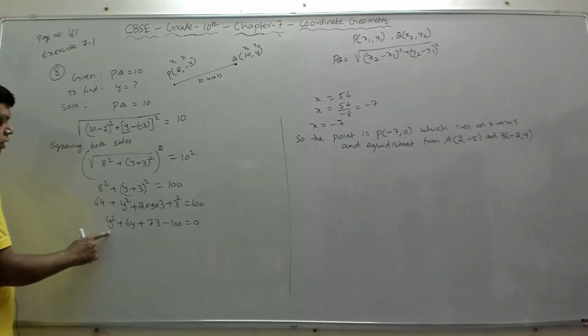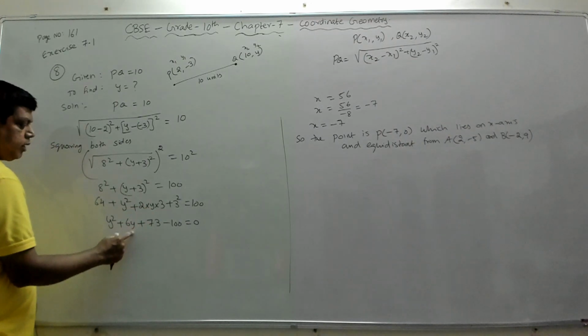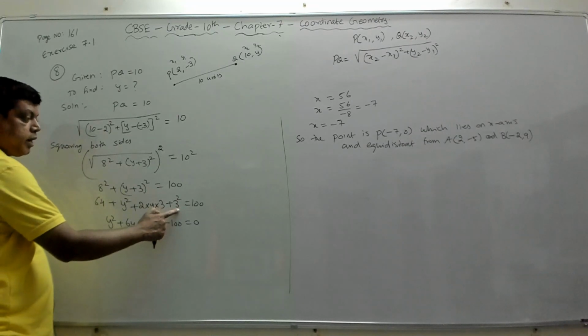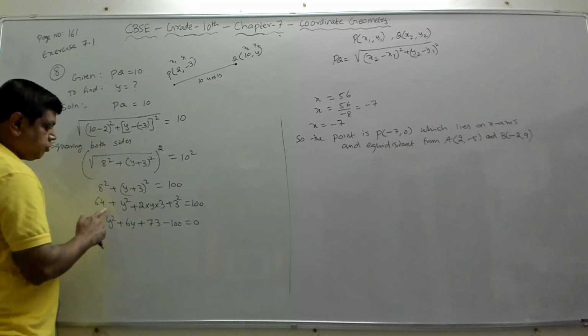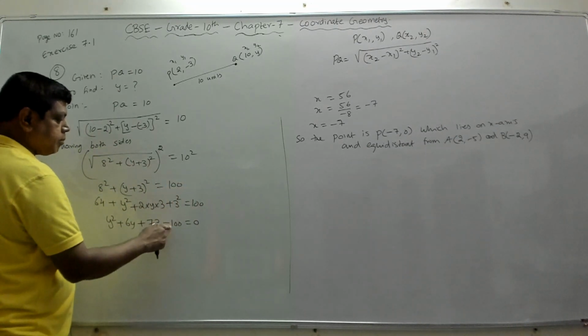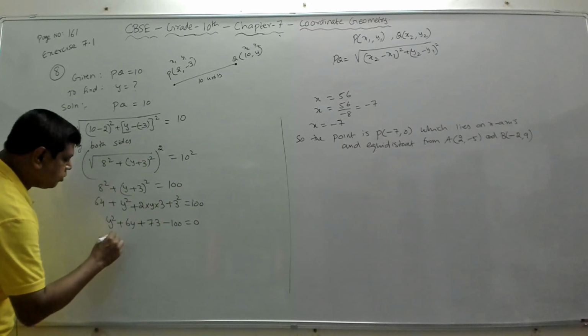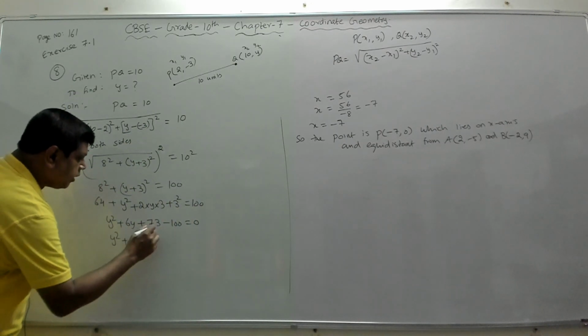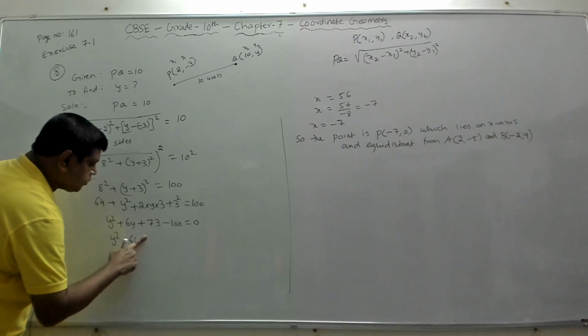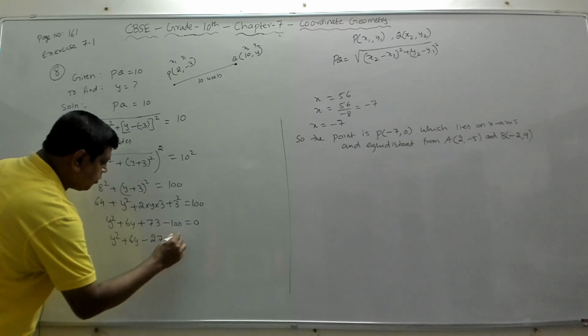The y square I have written here. 2 into 3 is 6y. 64 plus 3 square is 9. So 9 plus 64 is 73. Then this 100 comes here to become minus 100. So you will get 0 here. So if you simplify this further, you get y square plus 6y minus 27 equal to 0.